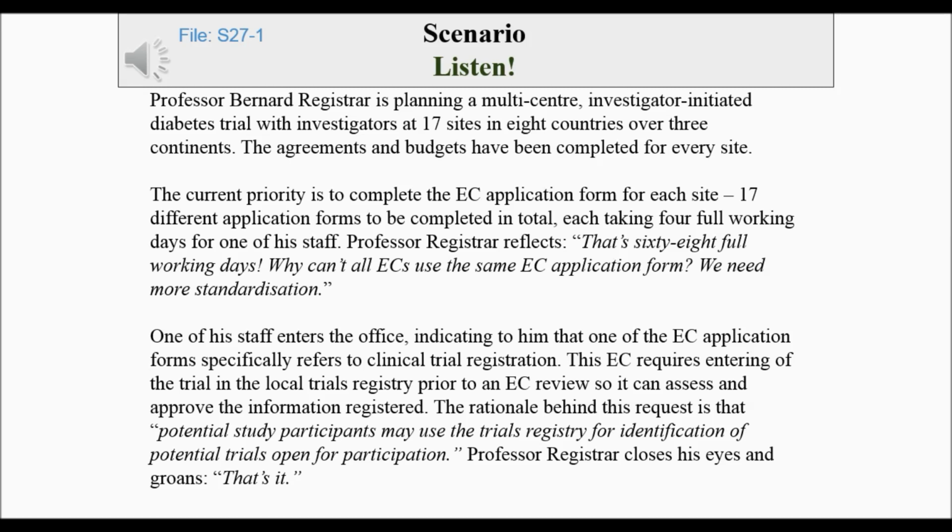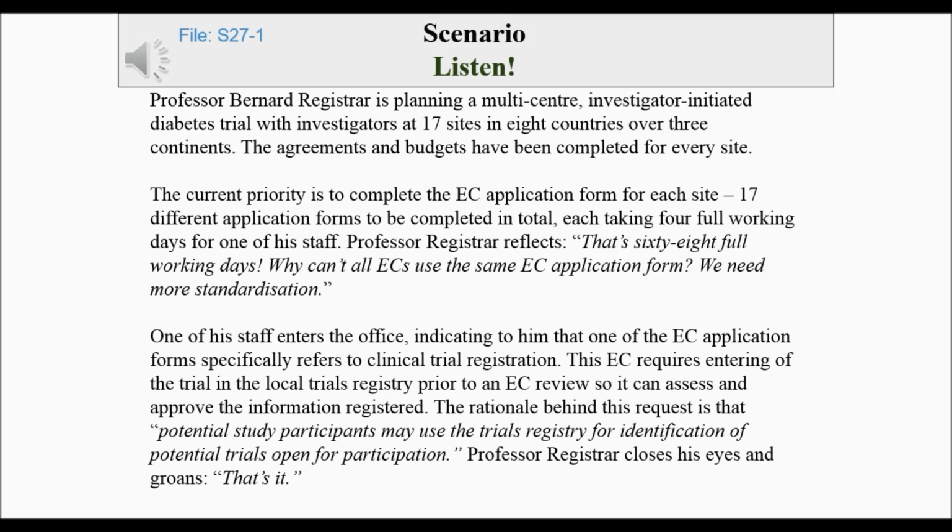We need more standardization." One of his staff enters the office, indicating to him that one of the EC application forms specifically refers to clinical trial registration. This EC requires entering of the trial in the local trials registry prior to an EC review so it can assess and approve the information registered.